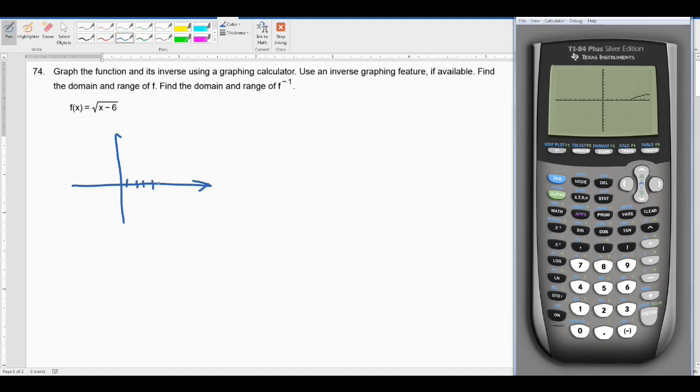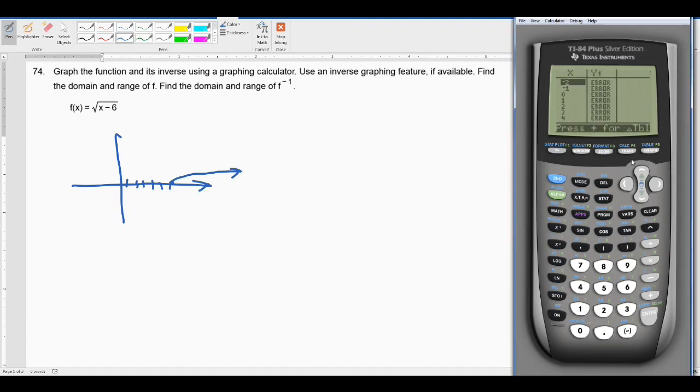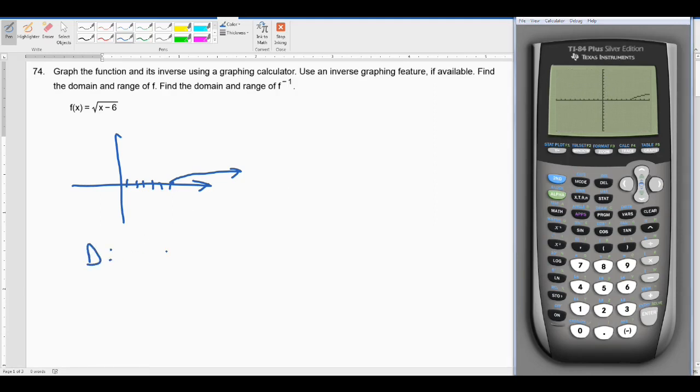1, 2, 3, 4, 5, 6, looks like that. You can count if you want to. You can look at the table and you'll see a bunch of errors until you get to 6. See that? And you do see it does exist. It's (6, 0). So what that means is the domain, and this is the graph of the given function.